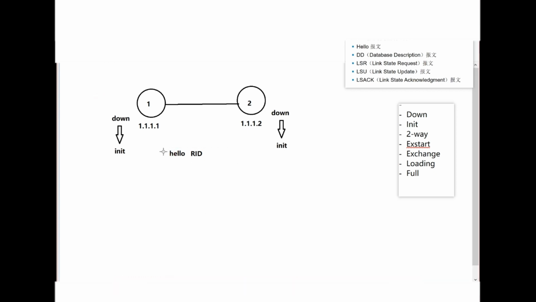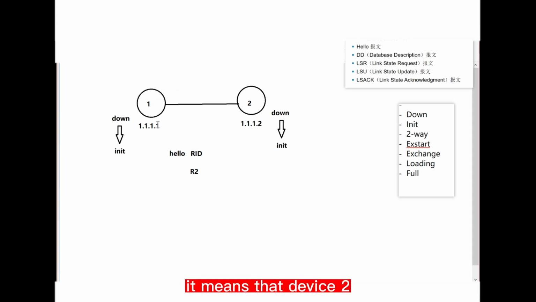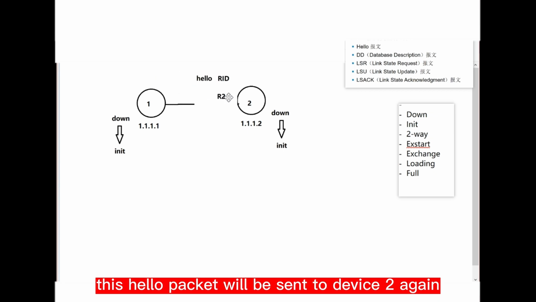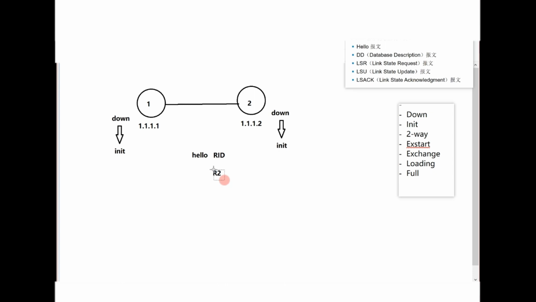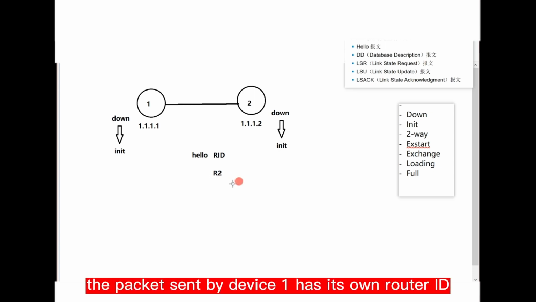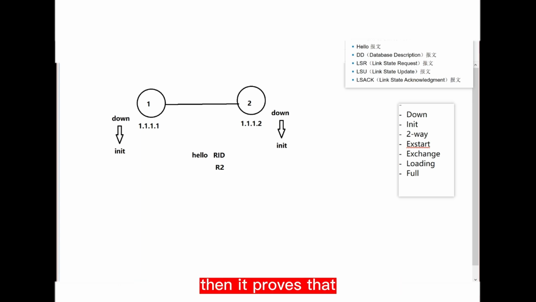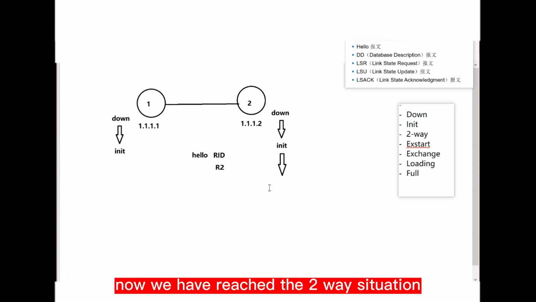When device 1 sends the hello packet again, it will also include device 2 inside. It means that device 2 has now received the hello packet. This hello packet will be sent to device 2 again. Device 2 receives it and finds that the packet sent by device 1 has its own router ID. Then it knows that device 1 found it, which proves that the two of them have established a neighbor relationship. Now we have reached the two-way state.